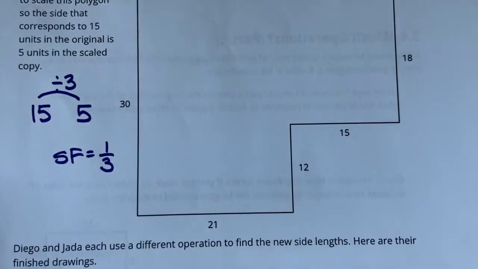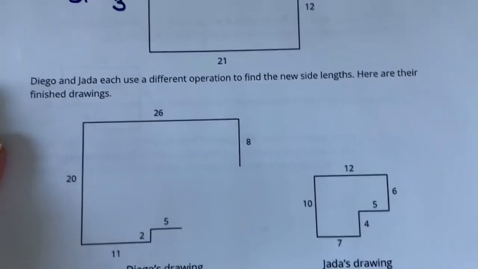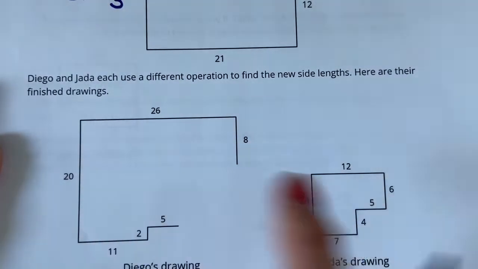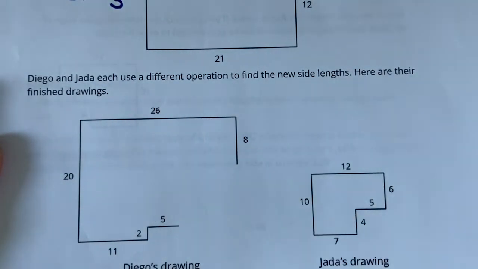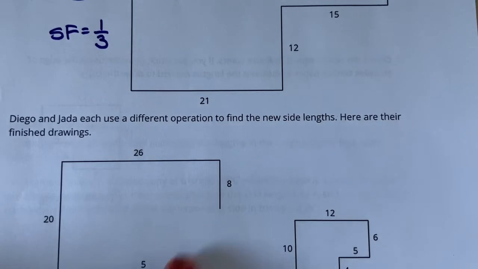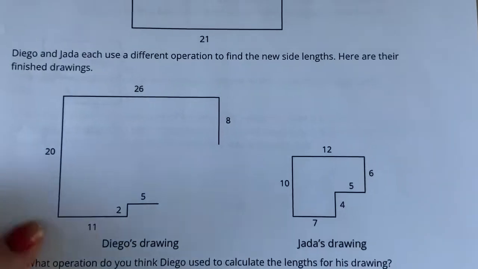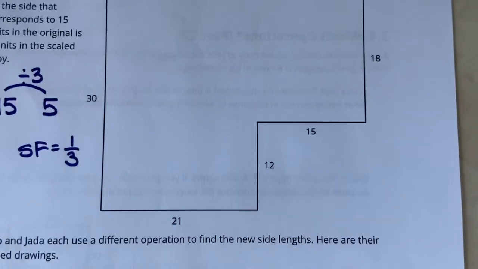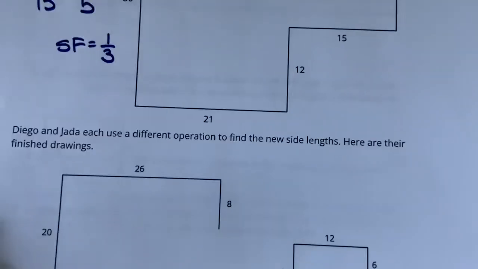Now it says Diego and Jada each use different ideas to do it. Diego did this, Jada did this. So it says, what operation, so how come Diego's looks like this? His sides, he's got the same number of sides, but they don't meet up. So that should be my first clue that he didn't do it correctly, right? He doesn't have a scale factor because it didn't look like the original.